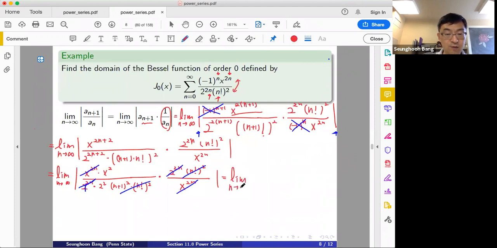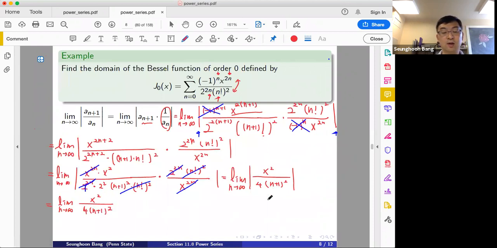The limit as n approaches infinity. The top has only x squared, so we have the absolute value of x squared over the bottom, where 2 squared equals 4, times (n plus 1) squared. The power 2 is an even power, so you don't need the absolute value sign. So we have the limit as n approaches infinity of x squared over 4 times (n plus 1) squared.